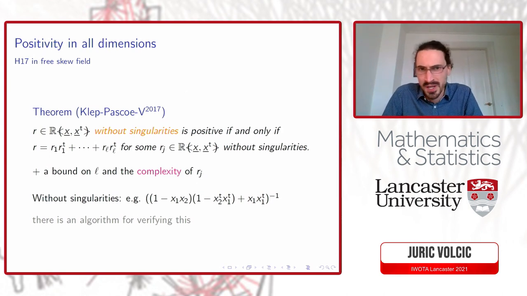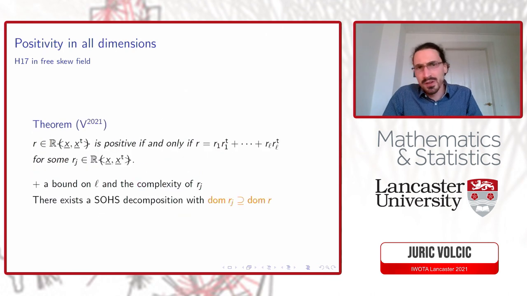I did not quite specify what this should mean, but somehow we can measure how complicated an NC rational function is. And now what do I mean here by without singularities? So for example, this function here doesn't have any singularities in the sense that whichever pair of matrices I plug in, this inverse is always going to be well defined, right? So defined on all tuples of matrices. This is an interesting property, and there's actually an algorithm for checking whether or not a given NC rational function has singularities or not.